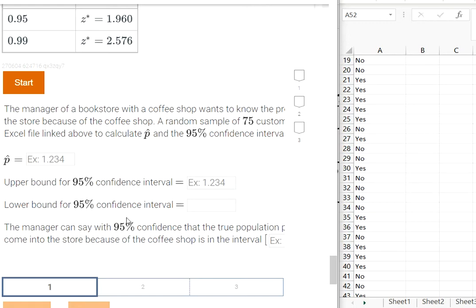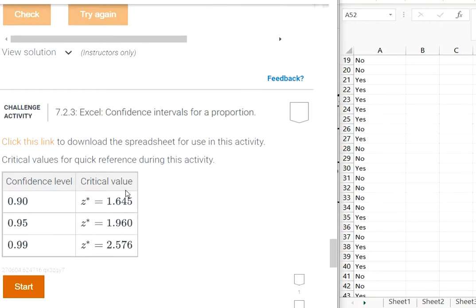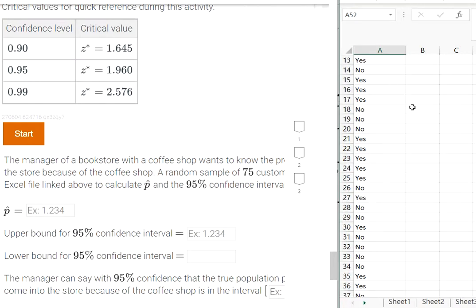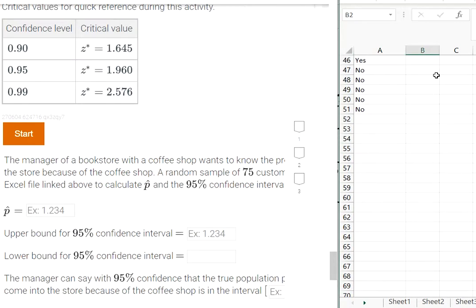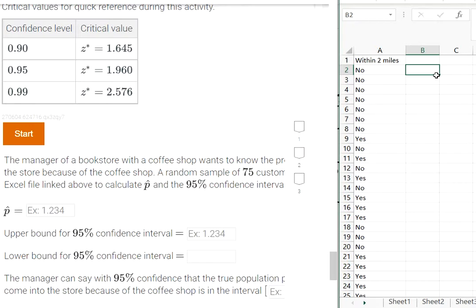So I pulled up the data set for 7.2.3 off to the right side of the screen here. You want to code this so that we can sum it up real quick, and that way we don't have to count each and every one. So type equals if in cell B2.